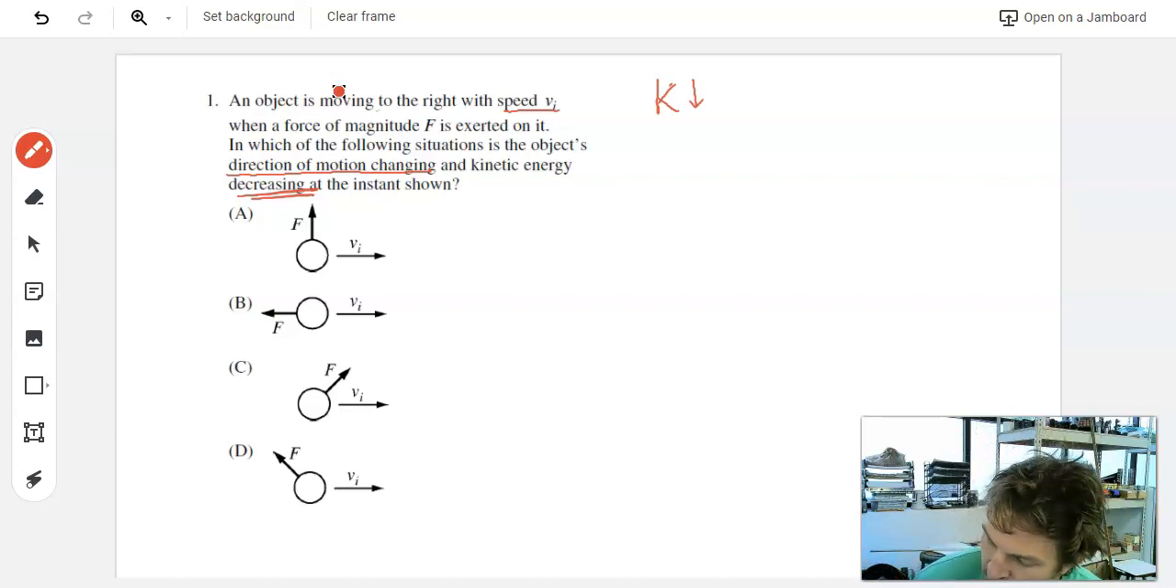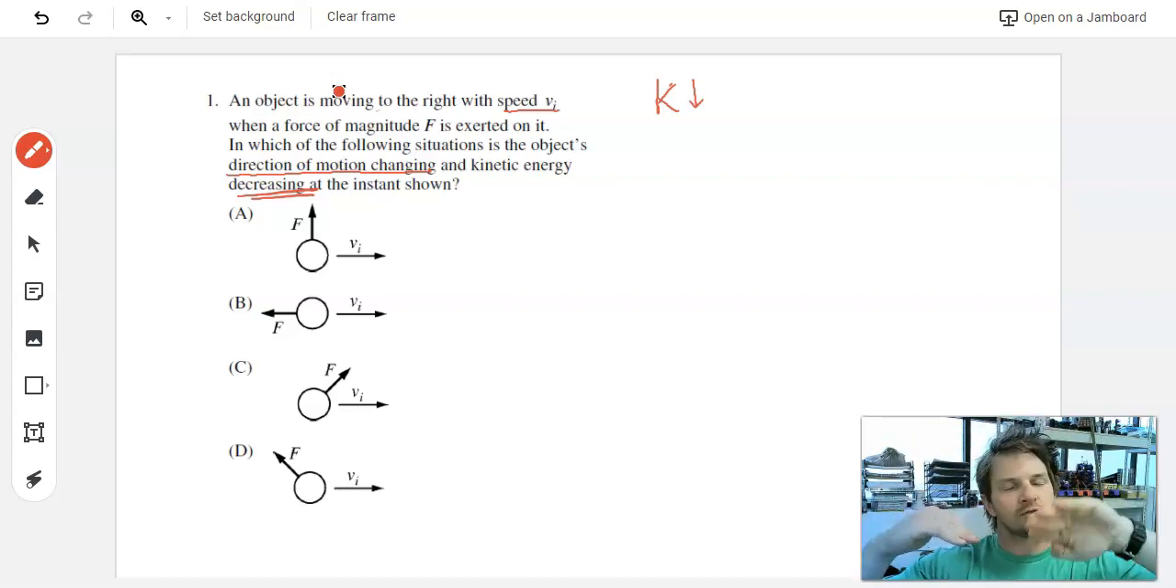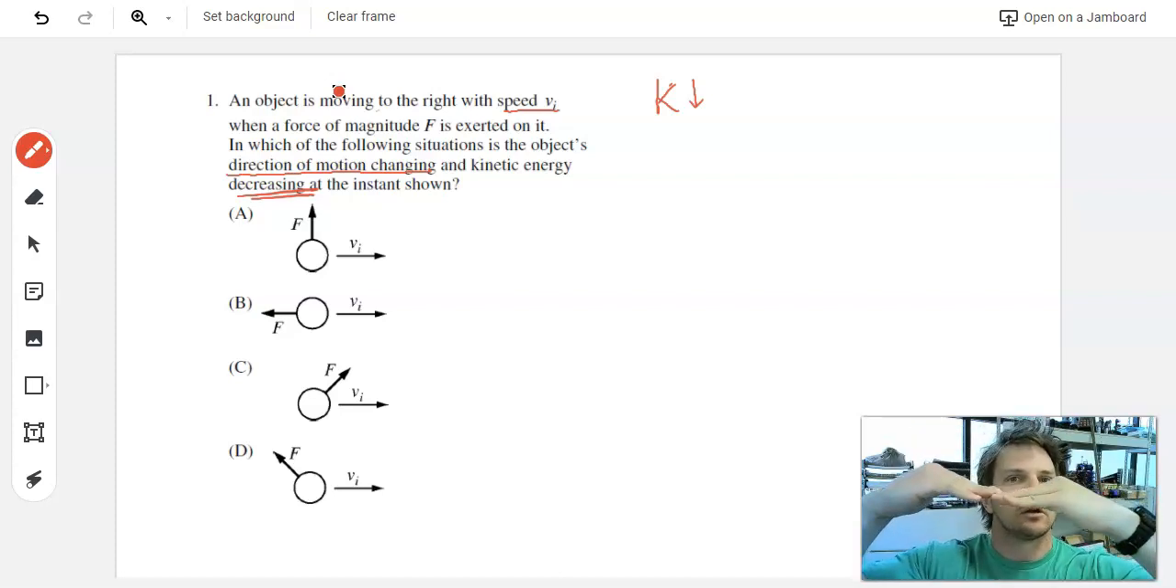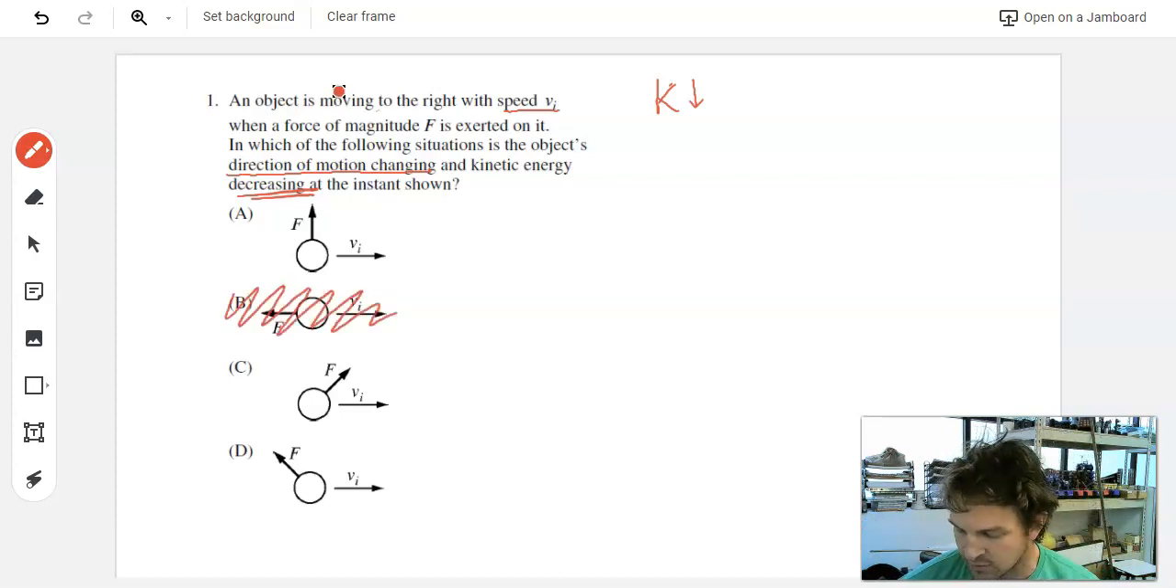First thing is direction of motion. What's the only way I'm going to get a change in direction? Well, if I have something that is going to the right and I push on it in the opposite direction, that's not going to change the direction that its velocity is headed, right? That's just going to slow it down. So I need to have a force exerted on it at some angle that's not parallel with its motion, right? So right away, I know B is out because that's parallel with its motion, and that's it.